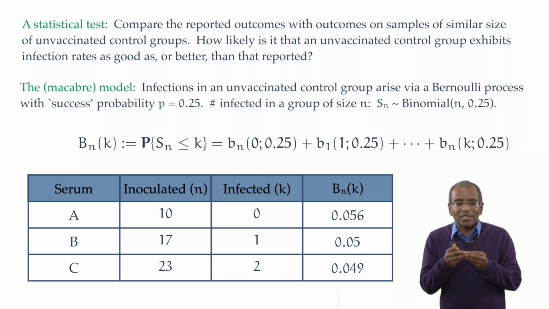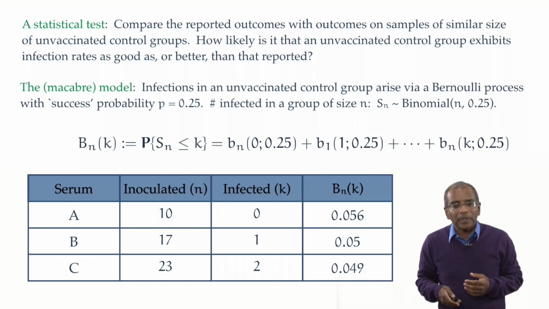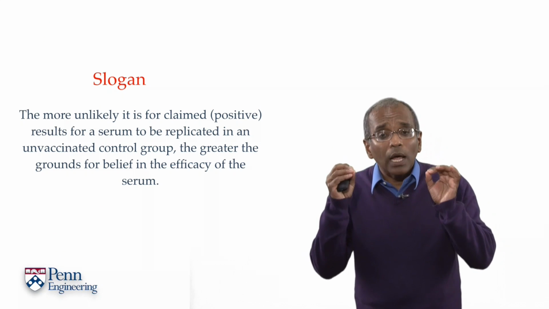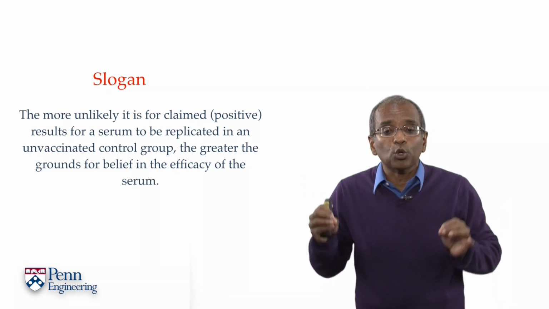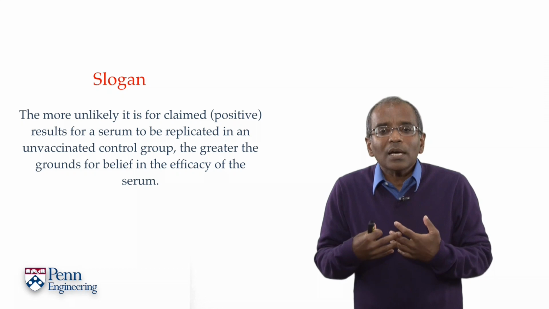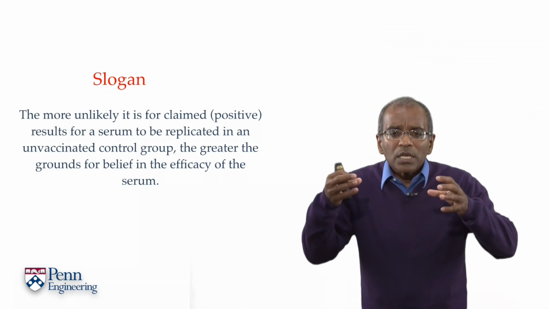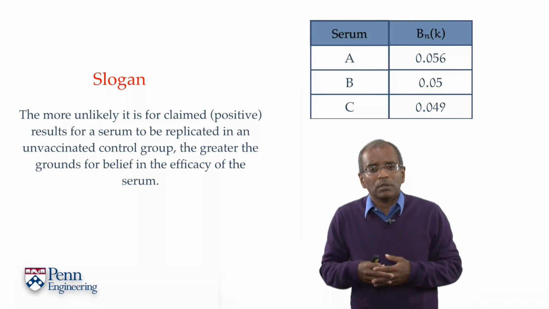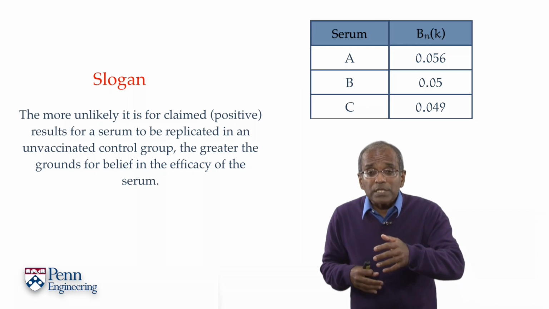The smaller the chance of replicating what was seen in a control group, the more the evidence for the functioning of the serum. And this gives us a slogan. The more unlikely it is for claimed positive results for a serum to be replicated in an unvaccinated control group, the greater the evidence for the belief in the efficacy of the serum. So on this basis, we believe that all 3 sera are reasonable, that they all appear to give us evidence that they are functioning. But our slogan gives us a bit more.